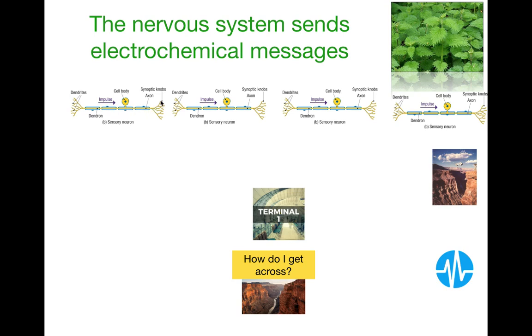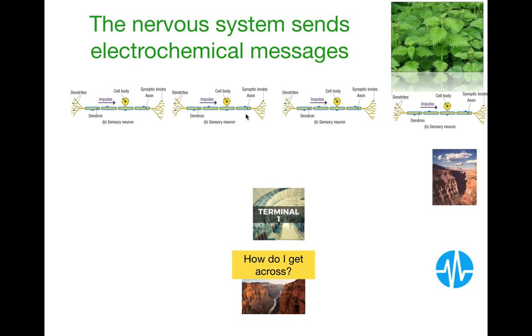It's been passed along here until it reaches the terminal dendrites, which have synaptic knobs. At the synaptic knobs, we know that we have neurotransmitters like dopamine, which are going to carry the impulse across here as an electrochemical message, passing it onto the dendrites of the next neuron, in this case, which is a sensory neuron.